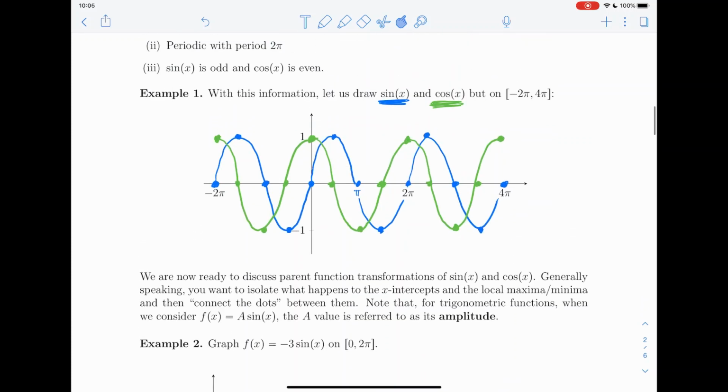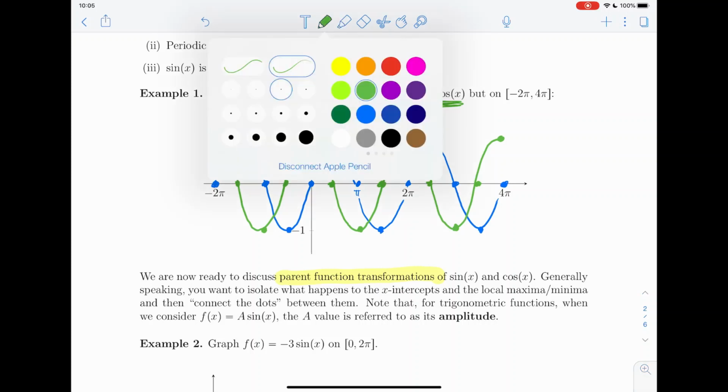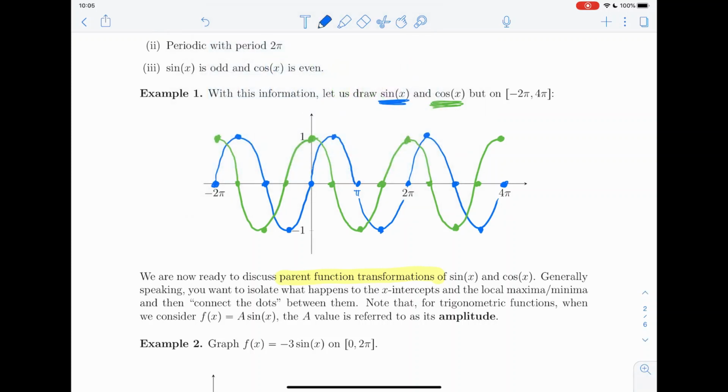Now that we know how to graph sine and cosine, we can now talk about our favorite parent function transformations. More or less, they're going to function exactly the same way, and what you want to look out for is what happens to the x-intercepts and the local max and mins. Those are what I'm calling my key points. Once you figure out where those go, you then simply connect the dots between them.